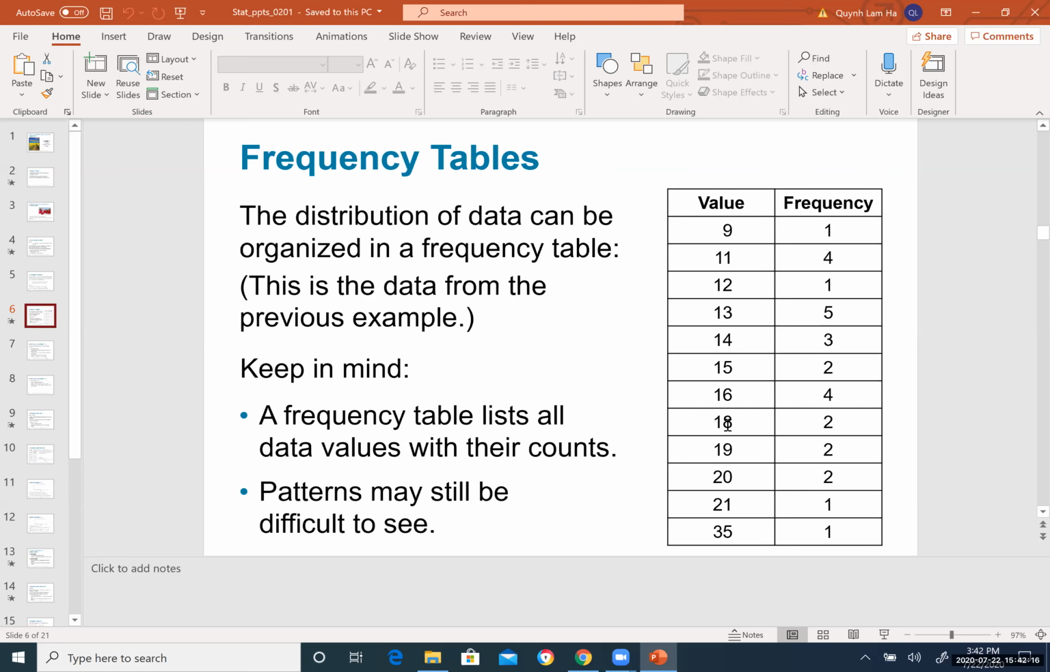So now let's check out the next picture. Before I jump to the next picture, I would like to explain a bit the word frequency. Frequency is the number of repeated patterns, okay? Right here, a frequency table lists all the data values with their counts. Patterns may still be difficult to see.